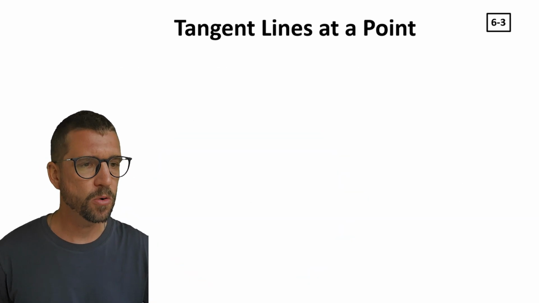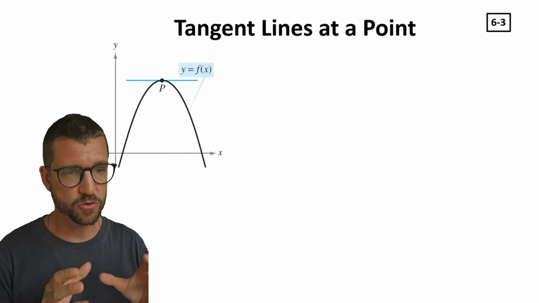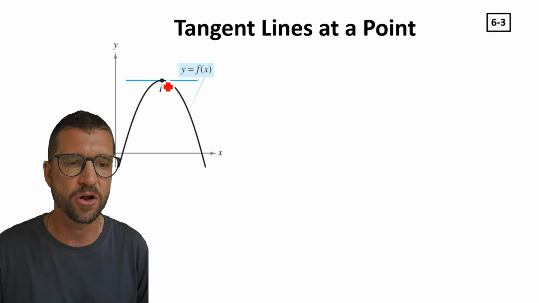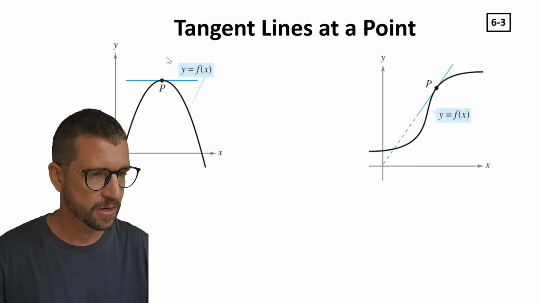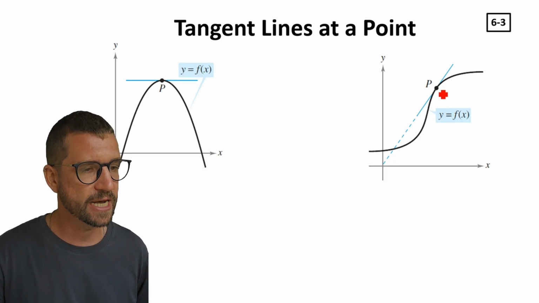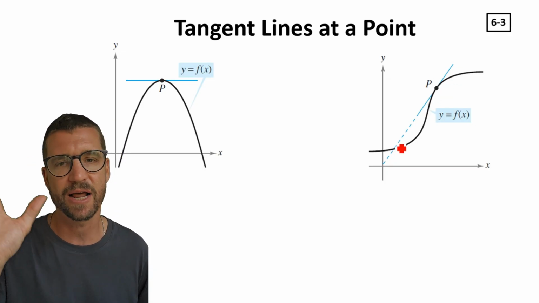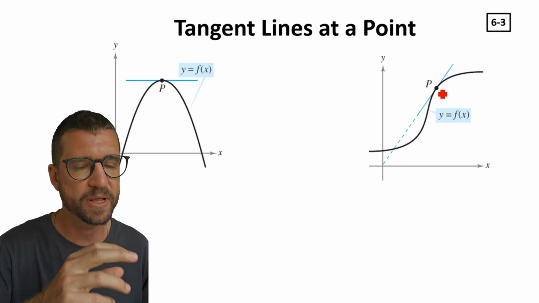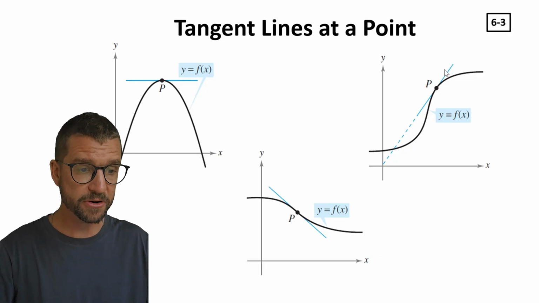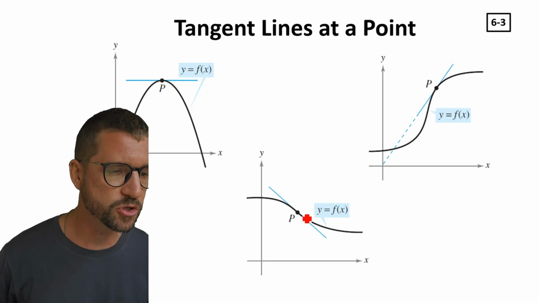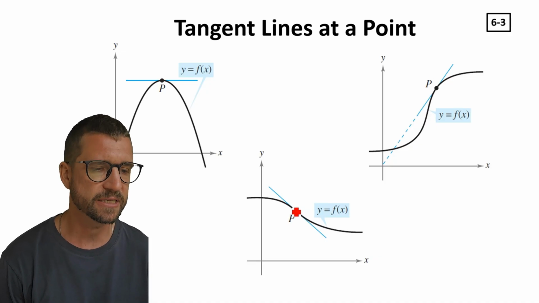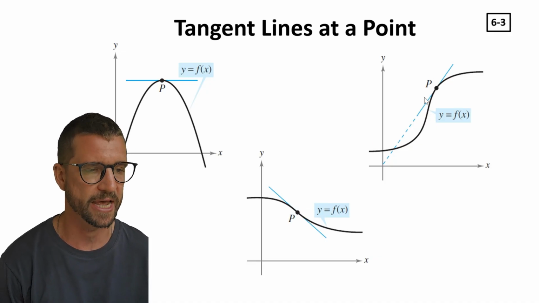Let me show you a few graphs of different tangent lines. Here is a graph of a tangent line. It only touches at that point P. Here's another example of a tangent line, and it only touches at P. It would touch again down here, but we're not concerned with that. We're just zooming in on P. Here's another example where if you zoom in on P, it would only touch at one point. And this one's a little interesting because it actually crosses the line, but that's okay.